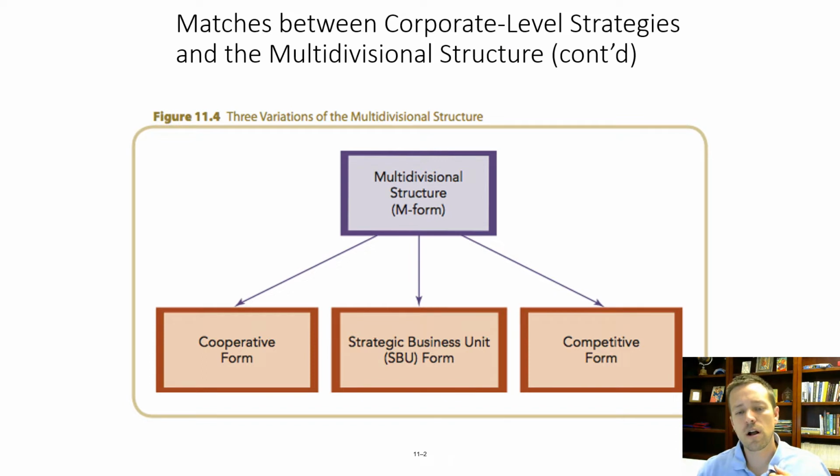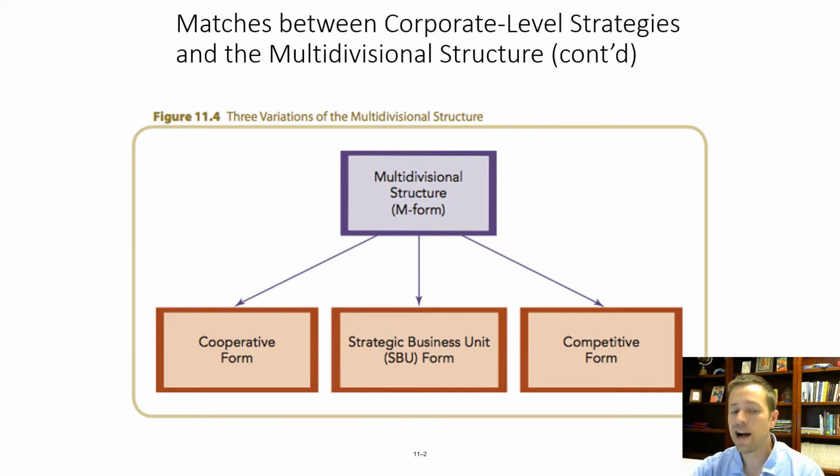So we're going to talk about the bottom of that flow chart, which is the multidivisional structure. And within the multidivisional structure, there are three variations. There is the cooperative form, the strategic business unit form, and the competitive form. And these three forms are based on the degree that diversification in the company is either related or unrelated.